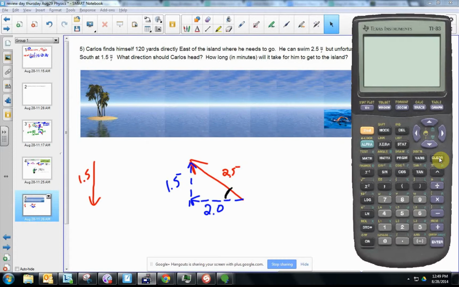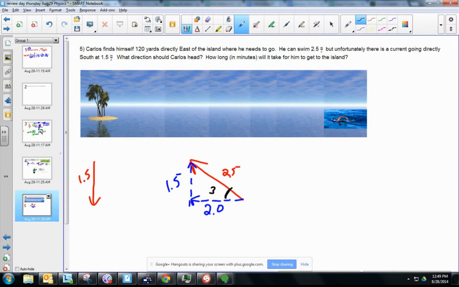Beautiful. Okay, so we're going to go second tangent on the calculator. So that's the arctangent. What's that called? And then we do the 1.5 divided by the 2, and we get that 37 degrees. So he needs to go 37 degrees north of west, which will work out because then his component north cancels his component south. Perfect. He's going to go 2 meters per second west is what he's actually going to do.